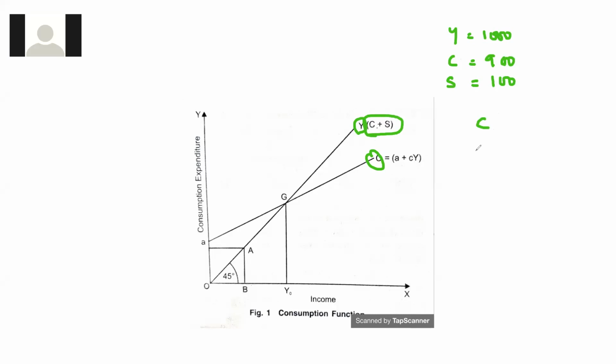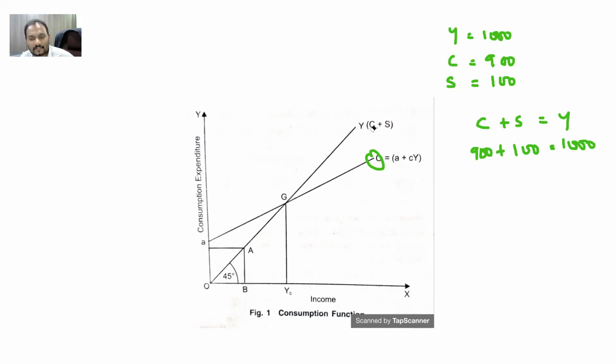So consumption is income minus saving, which is 900. Saving is 100. Consumption plus saving gives you income, which is 1,000. If you add your consumption and saving, it gives you the income. Y stands for C plus S. That means income is a combination of consumption plus saving. Yes or no? Are you all clear with that formula? Yes, sir. Anybody having doubts? Can I have a response from everyone? Divyanshi, are you following me?